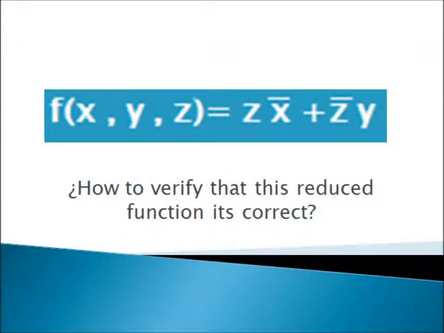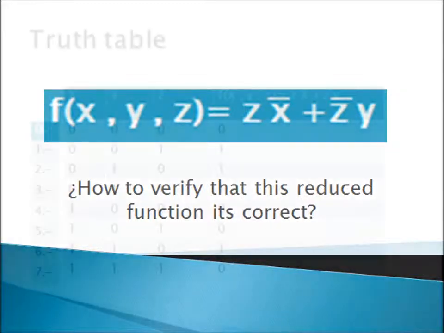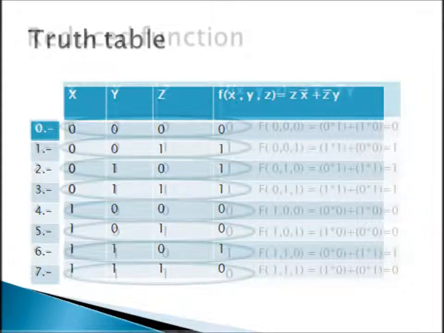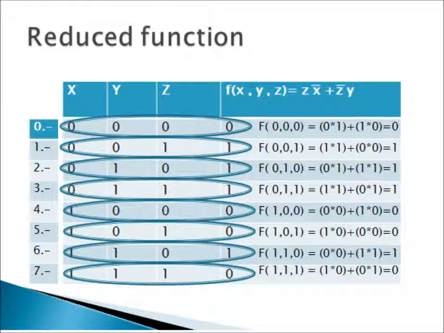How to verify that this reduced function is correct? First, we can construct the truth table so we can obtain the outputs of the minimized function. So now we can substitute all the inputs in the minimized function so we can verify that the outputs are the same. In the first one, we have that the inputs are 0. So we substitute and we have 0 multiplies 1 plus 1 that multiplies 0, and this is equal to 0.